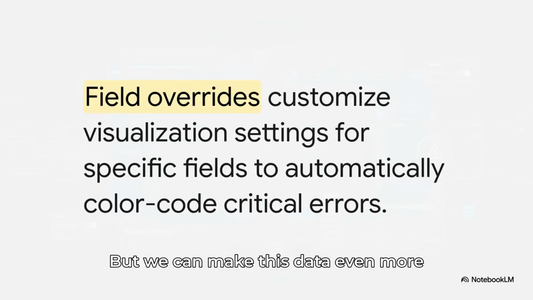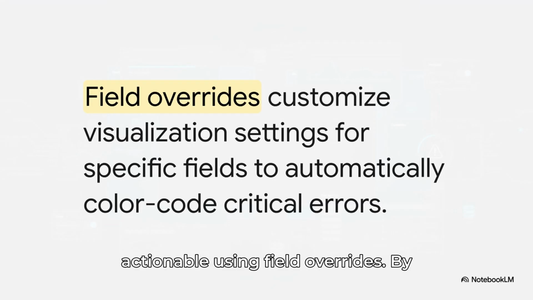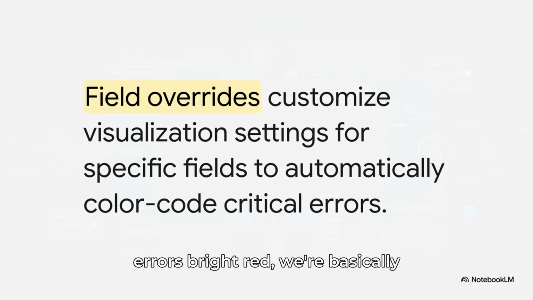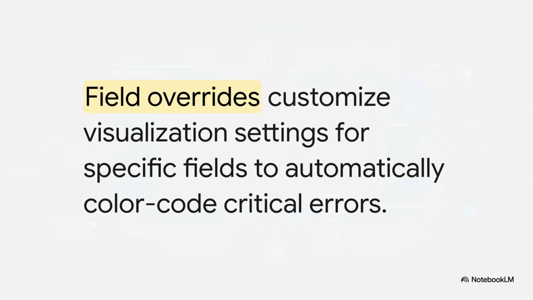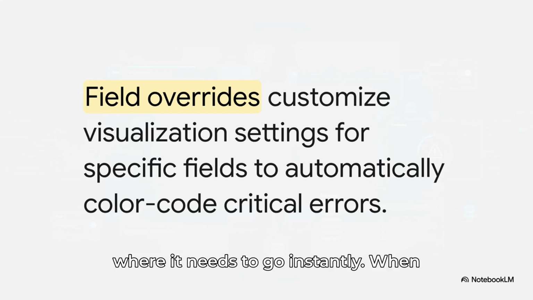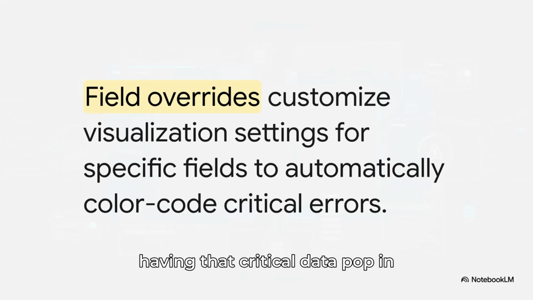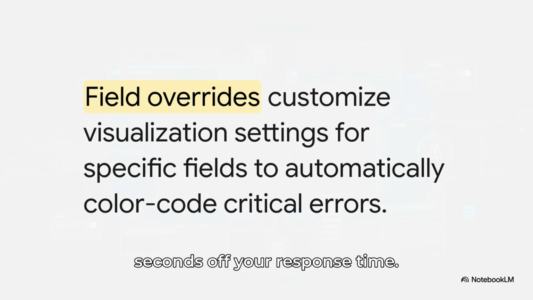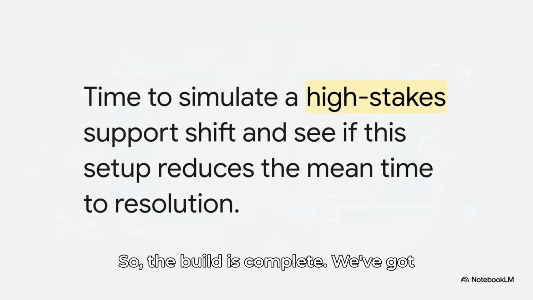Gotcha! But we can make this data even more actionable using field overrides. By configuring a quick rule that automatically colors those 500-level errors bright red, we're basically hacking human psychology. It draws the engineer's eye exactly where it needs to go instantly. When you're in a full-blown crisis, having that critical data pop in bright red literally shaves precious seconds off your response time. So, the build is complete.